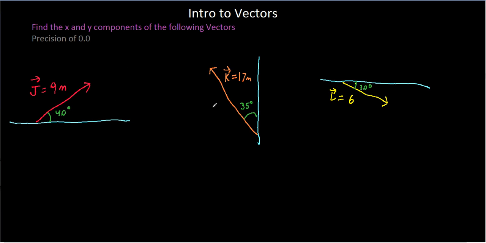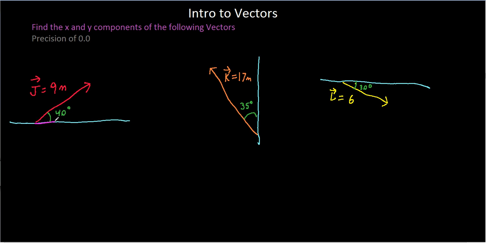So now that we've learned how to calculate the final vector and the magnitude and the direction, these individual parts, using our x and y components, let's take the final vector and find the x and y components. So we're given vector j, and its magnitude is 9 meters, and its direction is 40 degrees off the x-axis. Let's go ahead and take that and find our x and y.